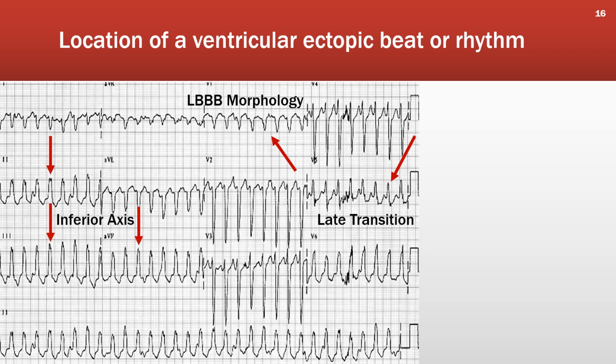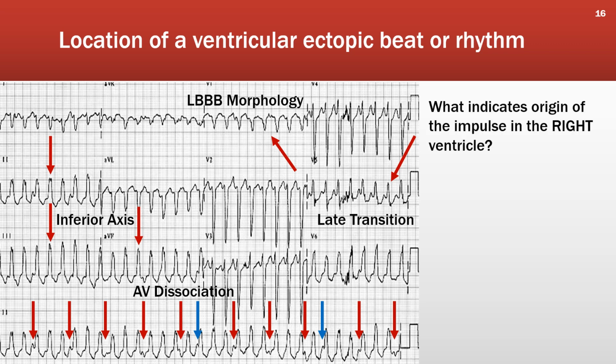Now we can see here that we have an inferior axis. In other words, the impulse is traveling from high to low in the ventricle, and it's coming from the outflow tract area. We also see evidence of AV dissociation here. The blue arrows indicate PACs that are occurring in this rhythm, but we do have AV dissociation. This is definitely a ventricular tachycardia, and in this case, most likely it is a right ventricular outflow tract tachycardia.